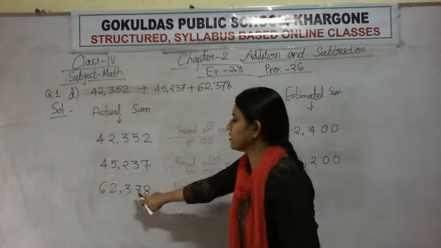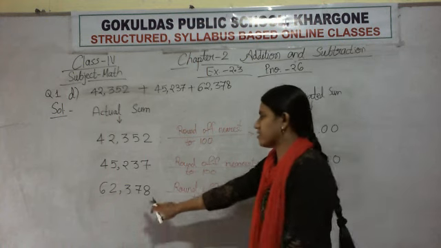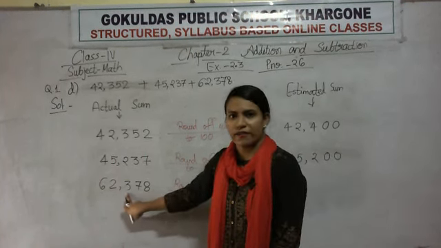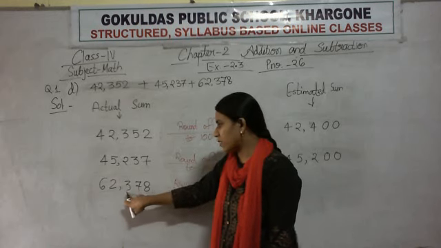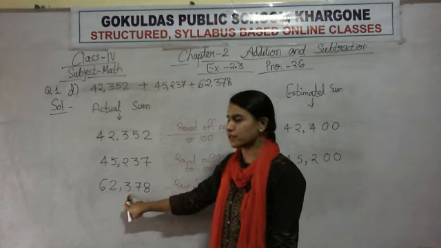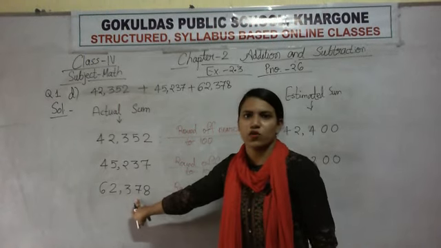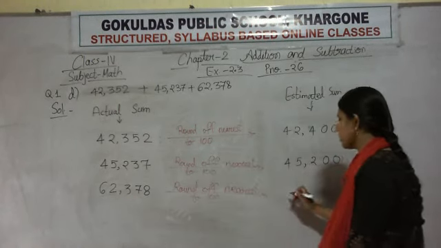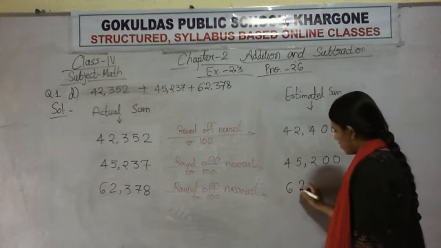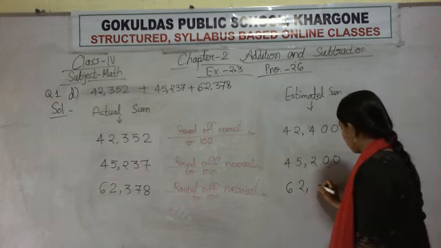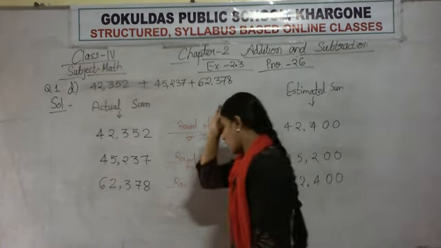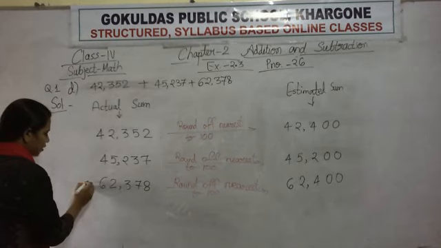What you have to do, you will check the tens place. As the tens place is 7 here, you will add 1 to the hundreds place digit, and when you add 1, 2, 3, what you will get? You will get 4, right? And the ones and tens place you have to make 0. So after rounding off, your number becomes 62,400. Right?